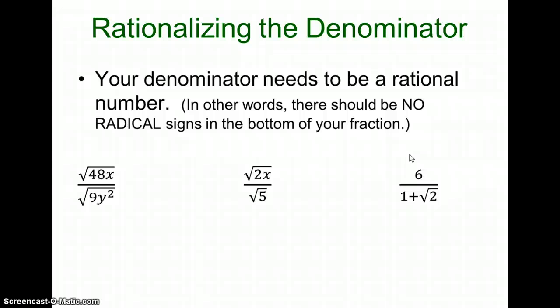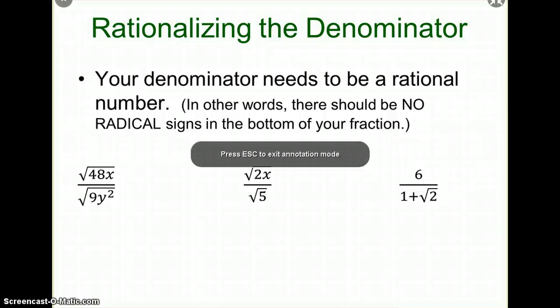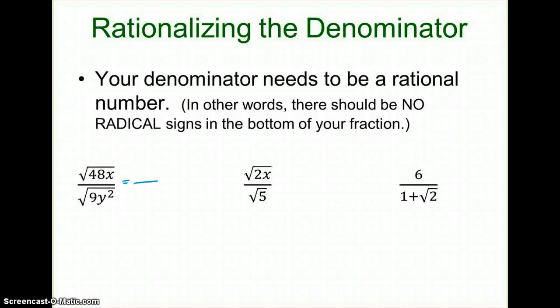So on 9y squared, if I want to rationalize this denominator, 9y squared is a perfect square. So all I have to do is do the square root of 9y squared, which is 3y.